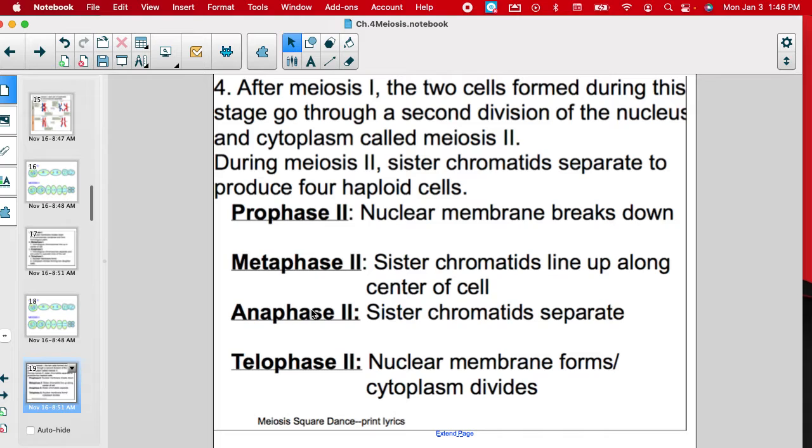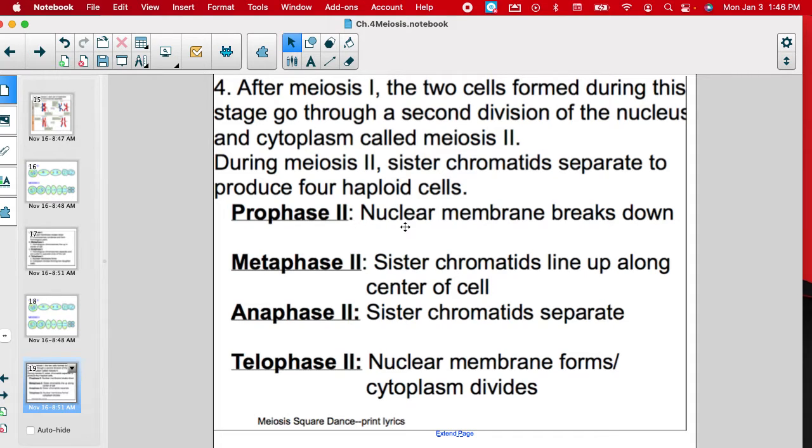We don't have homologous chromosomes, and we also don't have any DNA replication. So after meiosis 1, the 2 cells that form will go through a second round of division. It's called meiosis 2. And here, our sister chromatids are going to separate. In meiosis 1, it was the homologous chromosomes separate. Here, it's the sister chromatids separate, and we end up with 4 haploid cells.